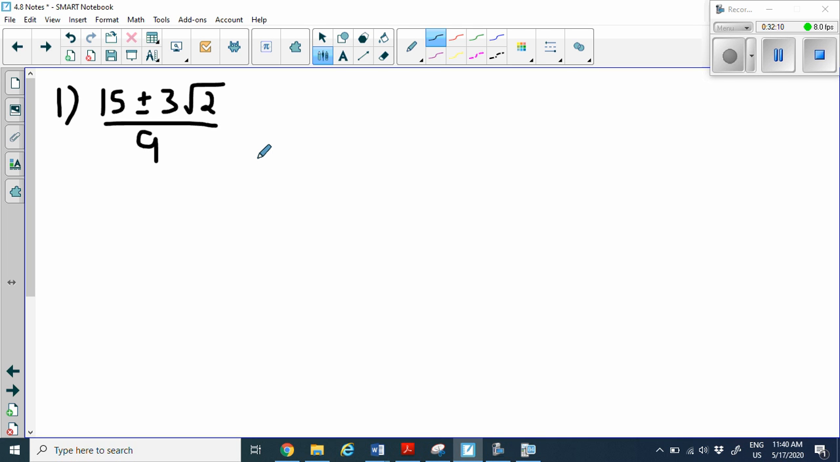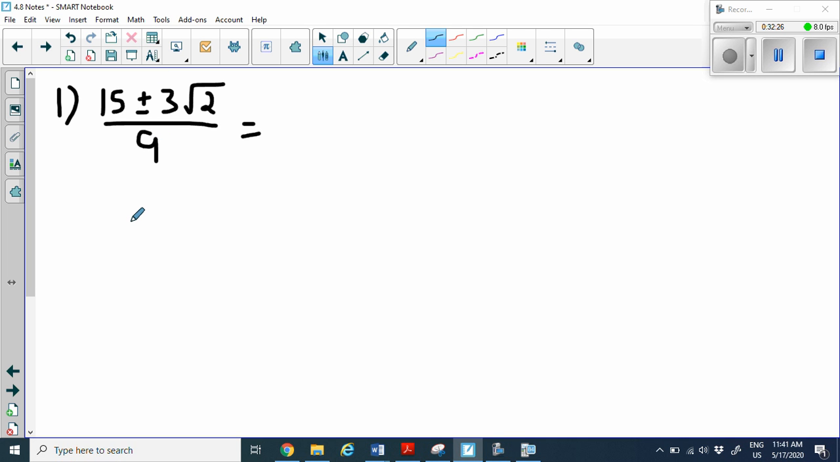And I did that so that we can just practice our simplifying. So the square root of 2, we can't simplify that anymore. All we're really trying to work with is the numbers outside the radical. How can we simplify? So the first thing we need to figure out is 15, 3, and 9.